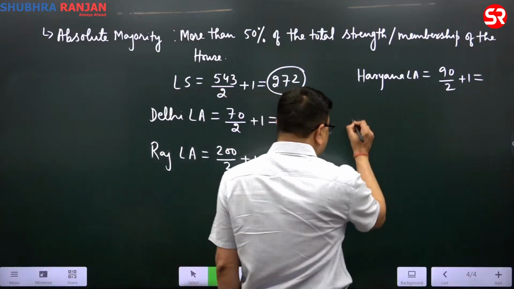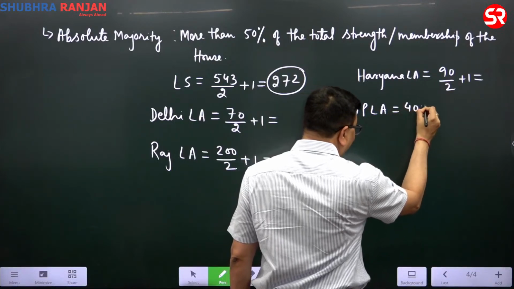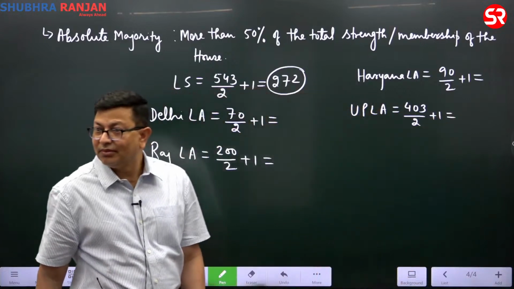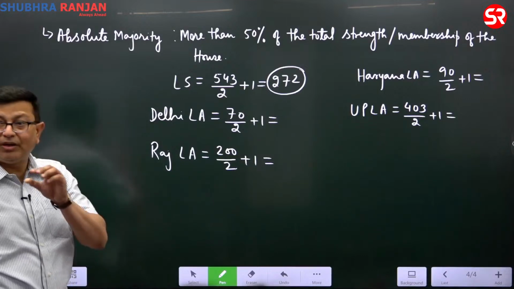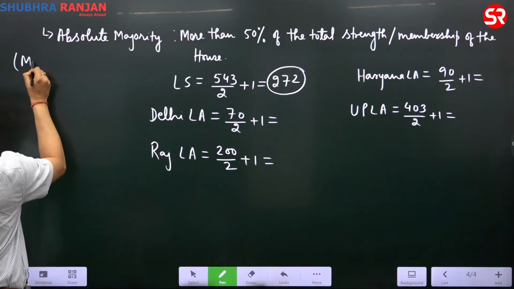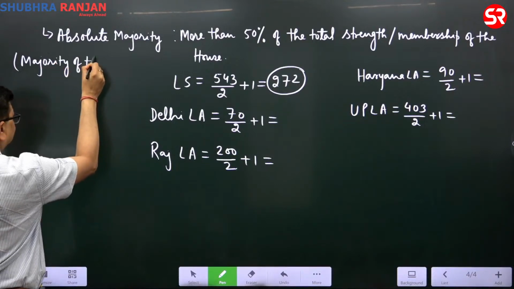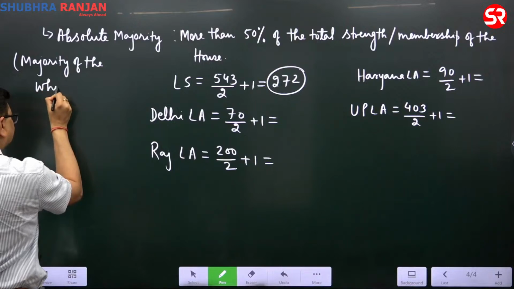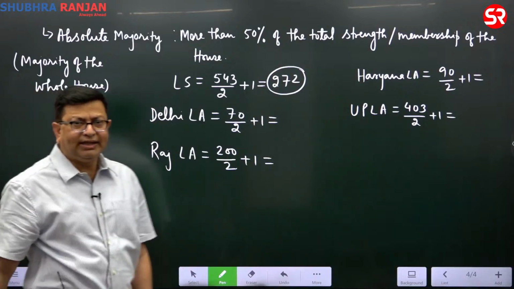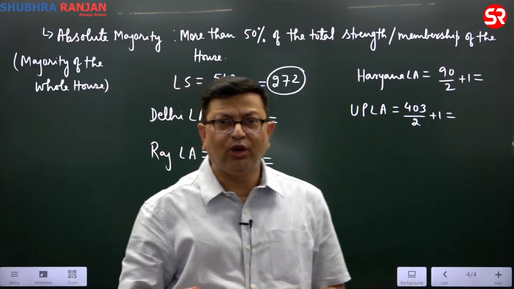Then suppose in UP, the strength of the Legislative Assembly is 403. So 403 divided by 2 plus 1. Here, whether you are present or absent, it hardly matters. It is also known as majority of the whole house. Majority of the whole house, that is, the majority of the entire House.